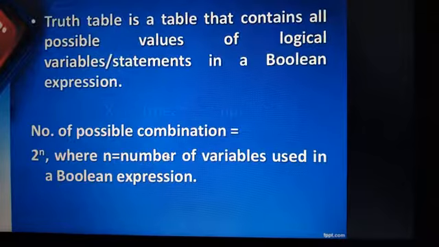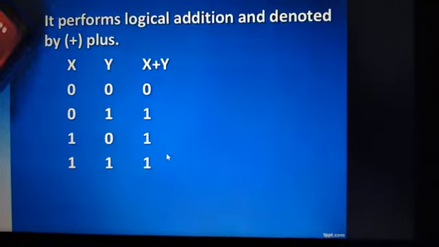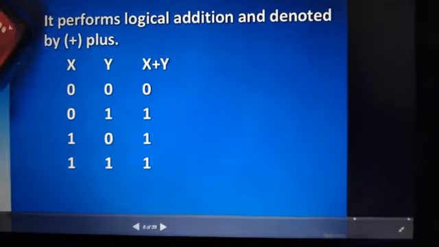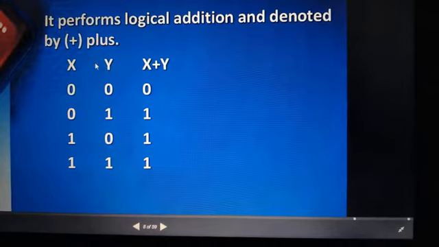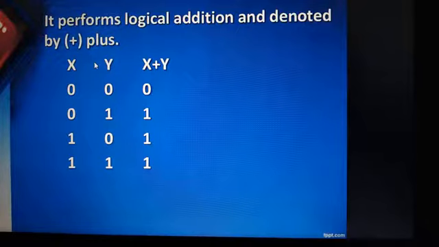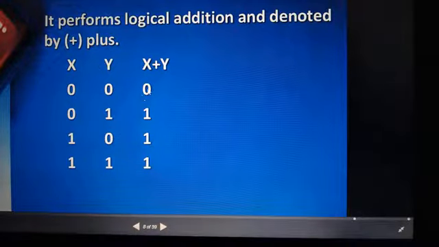So how does this truth table come? Here is the formula: number of possible combinations is 2 power n, where n is the number of variables used in a Boolean expression. Again you see here in the example, x and y are two variables. In the formula, when we put 2 power 2, how much value comes? 2 power 2 means 4. So here you see the 4 values, 1 2 3 4. Hope it's clear to you.